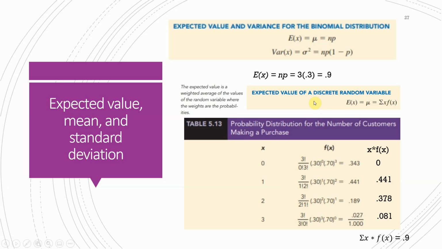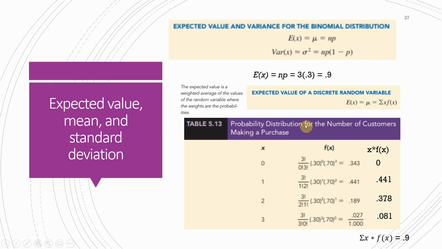Remember when we looked at the expected value of a discrete random variable, this was the equation we had: the sum of x's times the weights, the probabilities, that would give us our mean. Do you remember doing that earlier? The binomial distribution falls under the umbrella of discrete probability distributions. So when we have a discrete random variable, this equation should actually apply to the binomial distribution, because it's a special case of a discrete probability distribution.